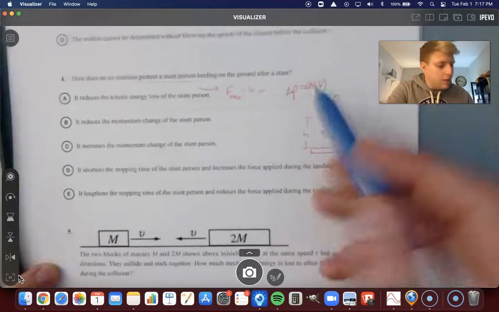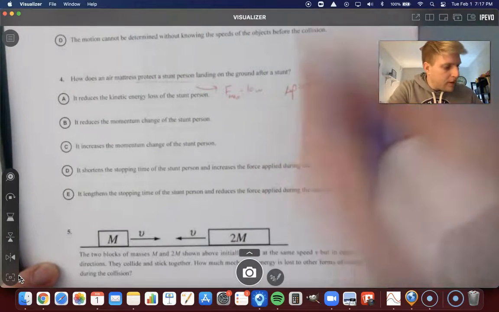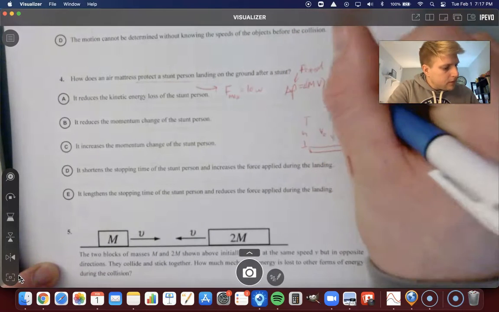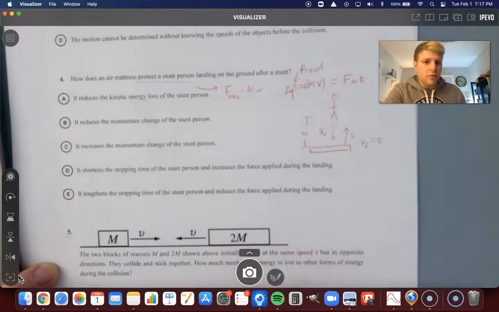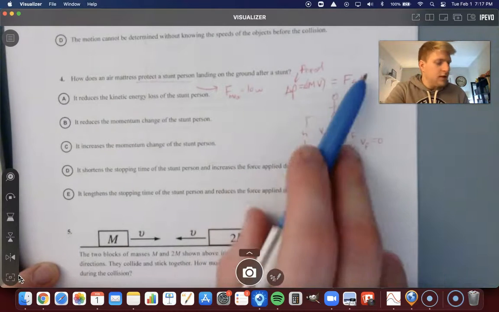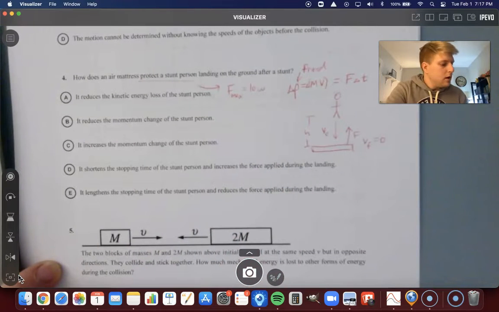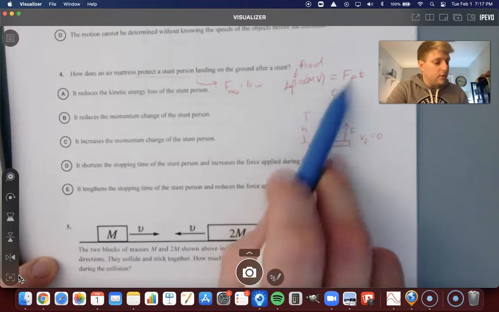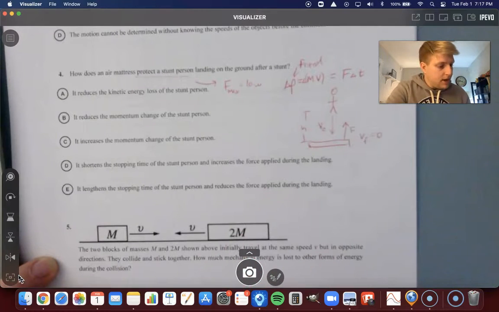So just like I said, we don't really have any control over the momentum. This is a fixed number. That is the equation for impulse. The change in momentum is the force times the time. So some options we can do are to decrease the maximum force. We have to increase the time.